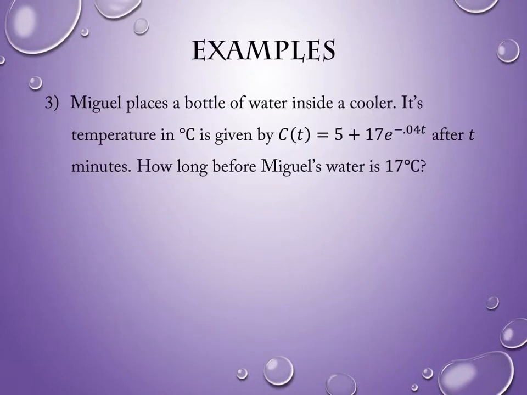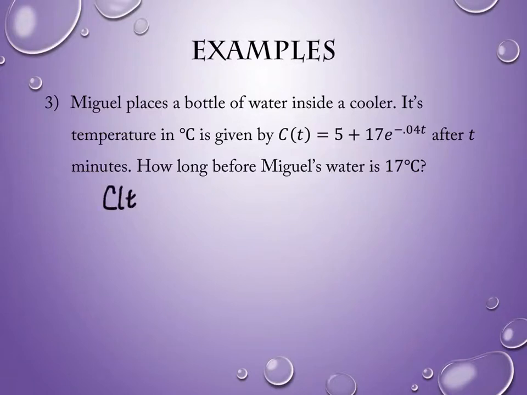Okay. Let's take a look at Miguel. Miguel places a bottle of water inside a cooler. You've probably done that before. It's really cold in the cooler. Its temperature we're going to use is given in degrees Celsius. And it follows the formula. So this one's really nice because they actually gave you the formula, right?